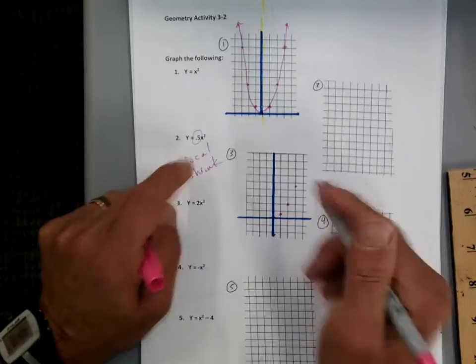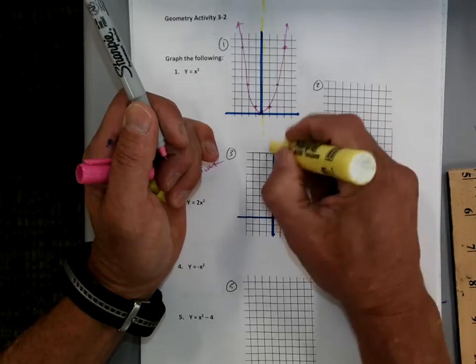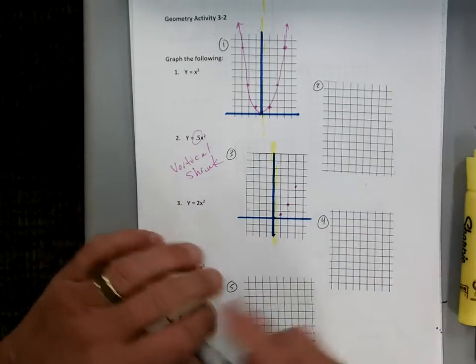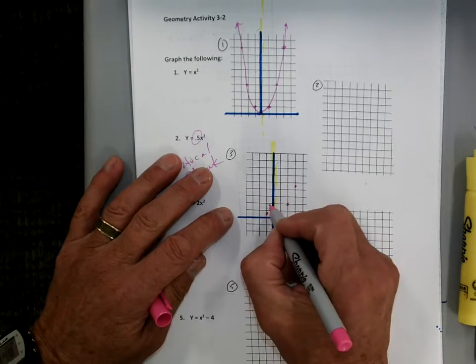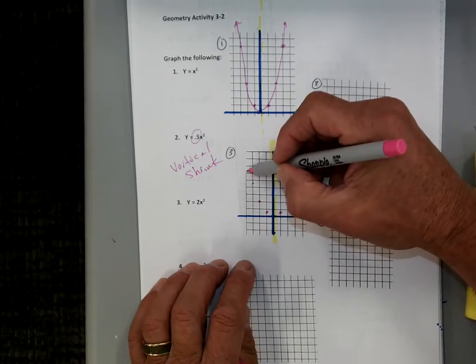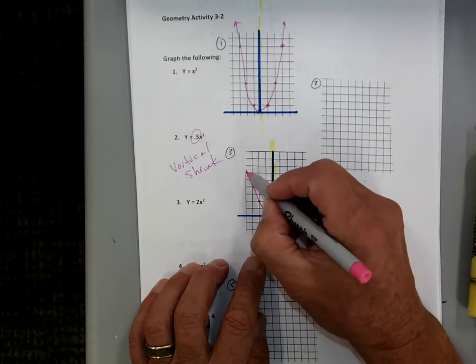Now I know it's symmetrical because I have a line of symmetry right down the middle. And then I'm going to go ahead and put that in. So I flip these over here, here, and here. So here is my parabola, but it's half as tall.